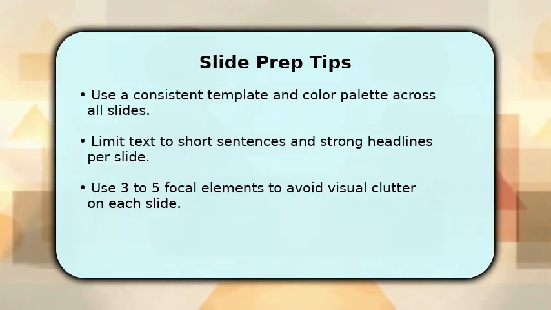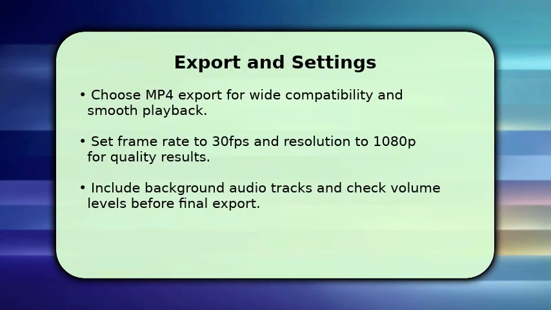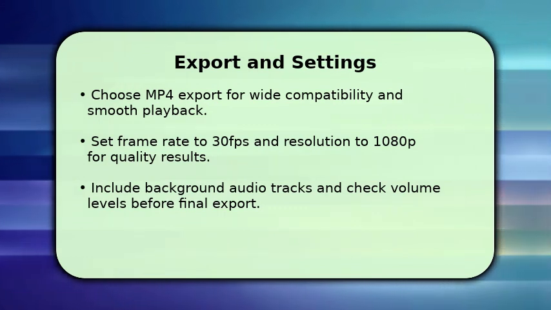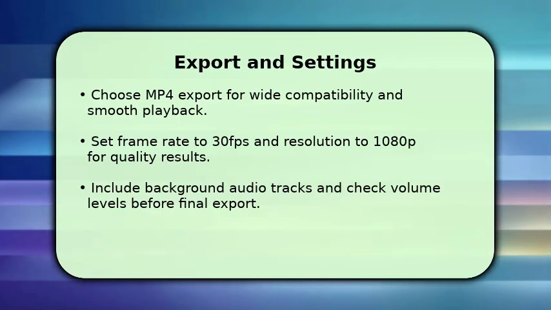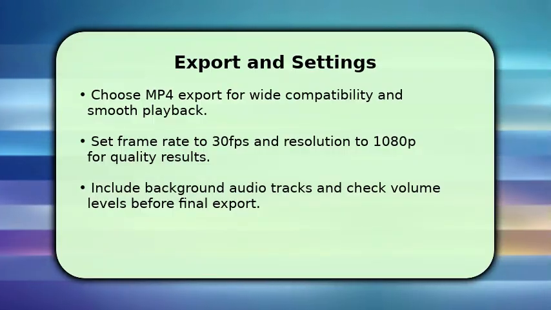When exporting, pick MP4 and the highest resolution Canva offers to retain clarity on most screens. Adjust frame rate to 30 FPS for smooth motion and confirm each slide's duration matches your narration rhythm. Add background music at a lower volume so speech remains clear, and preview the whole video from start to finish to catch timing or transition issues. Make small edits in Canva and export again until everything is right.